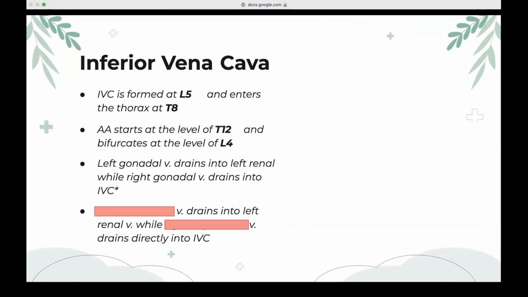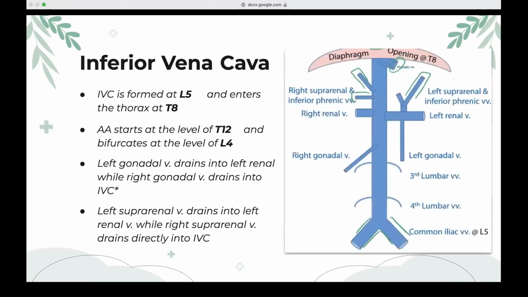What's another vein that drains into the left renal vein while its right counterpart drains directly into the IVC? We know that suprarenal. Yeah, suprarenal, exactly. And this diagram kind of shows it as well. You guys can look at it. You can see here in the left suprarenal, sometimes it drains into the inferior phrenic directly, and sometimes it drains directly into the left renal. But the idea is, overall, it does not drain into the IVC. It drains first into the left renal, then goes to the IVC. And same thing with the gonadal.